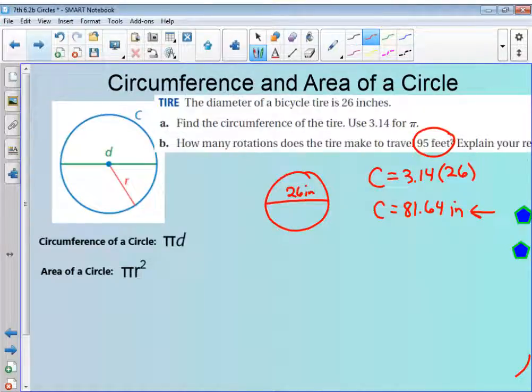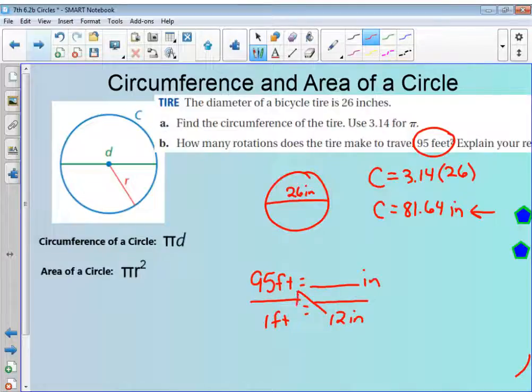So we're going to go ahead and convert our 95 feet. 95 feet equals blank inches. Some of you are going to be able to do this without setting up a proportion, but I'm going to go ahead and set up a proportion. My conversion is 1 foot equals 12 inches. I'm going to cross multiply and divide. So 12 times 95 to figure out how many inches that is. 12 times 95 gives me 1,140 inches.